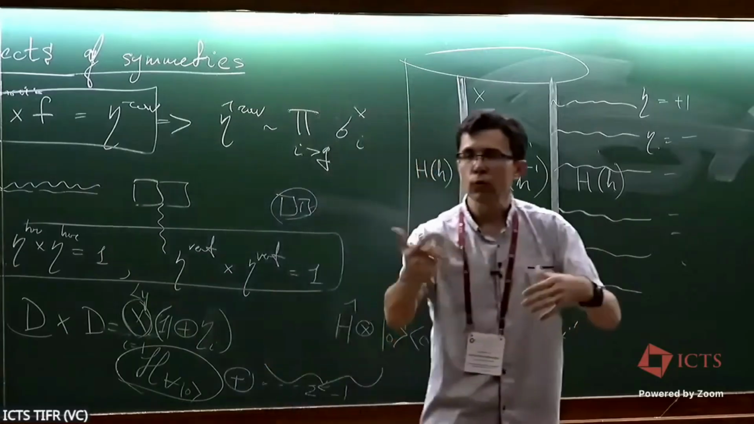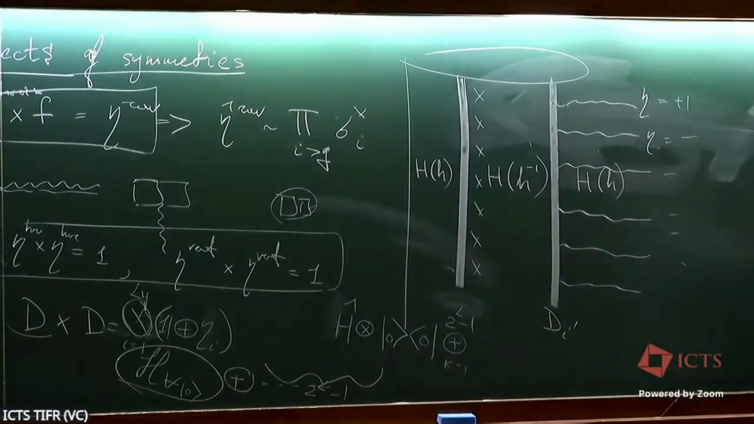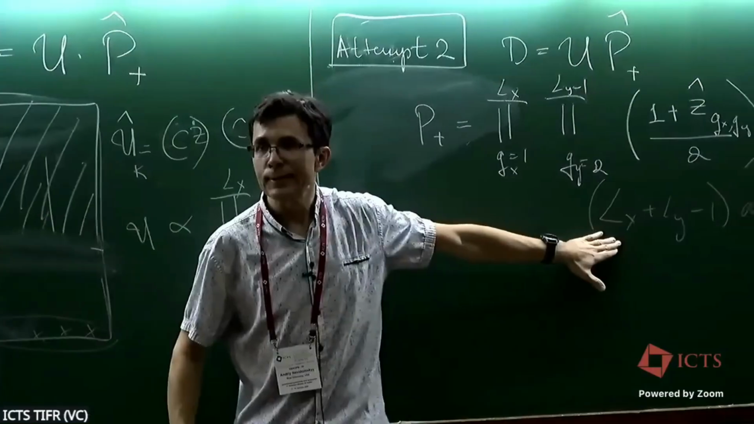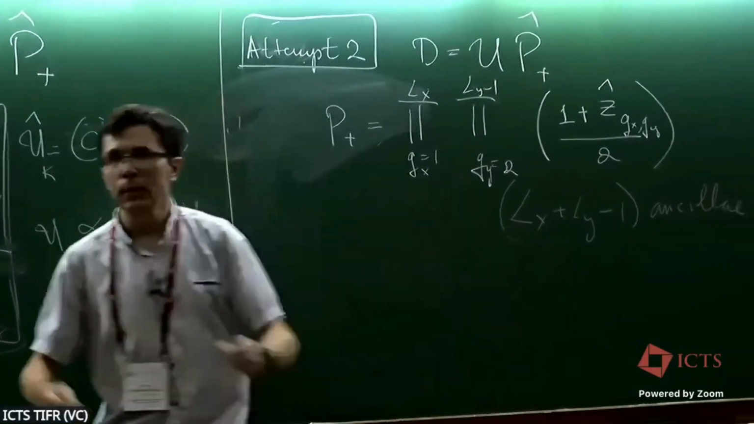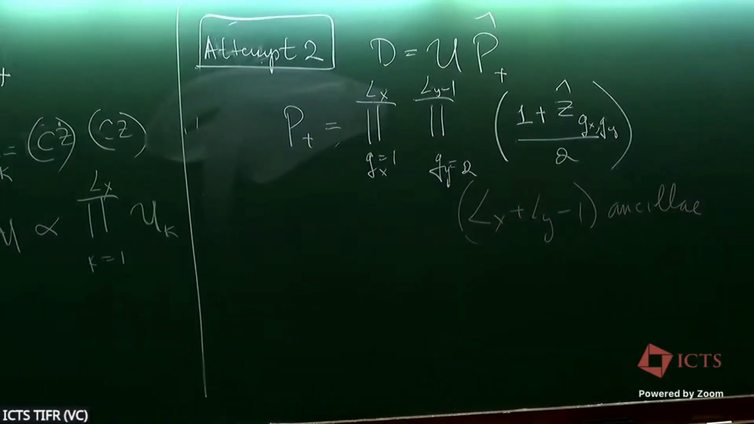And it's not enough to say periodic or antiperiodic, because for each row and each column, I could individually choose this to be periodic or antiperiodic. So there is a total of 2 to the power Lx plus Ly minus 1 different twist sectors. That's exactly the number of states in the Hilbert space of the ancillas that I need.